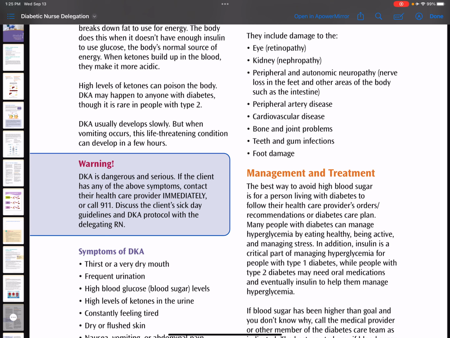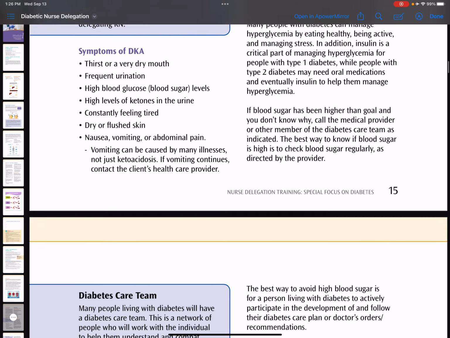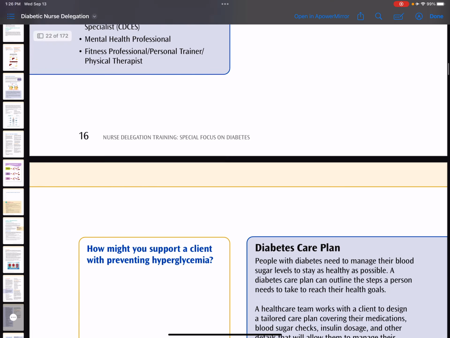So we need to prevent hyperglycemia. We have to make sure the client is taking diabetic medication as prescribed. If the client is refusing diabetic medication, we need to contact the healthcare provider. Now let's go to hypoglycemia.